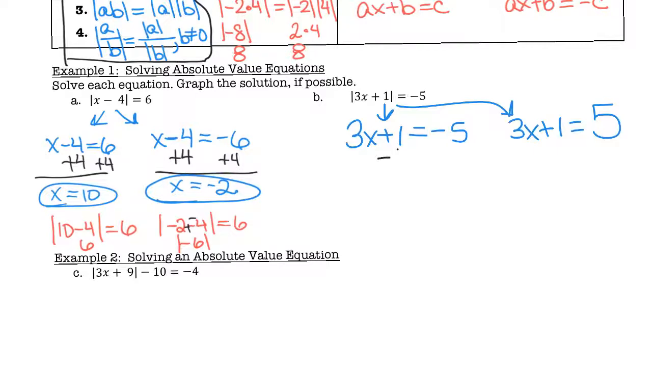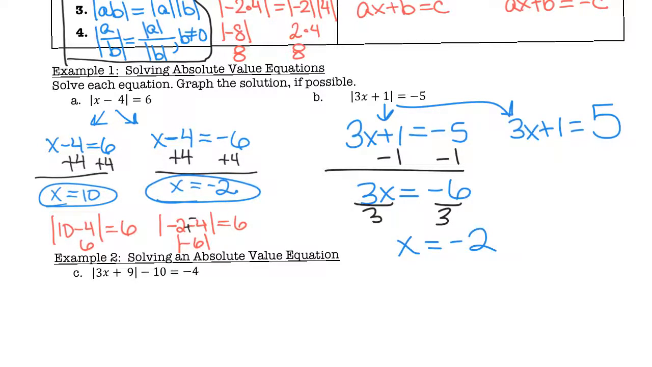Let's solve. We're going to subtract 1 from both sides. We get 3x is equal to -6. Divide by the 3. And you have an answer of x is equal to -2. And if you check that pretty quickly, -2 substitute in for x times 3 is -6. -6 plus 1 is -5. The absolute value of -5 is +5.